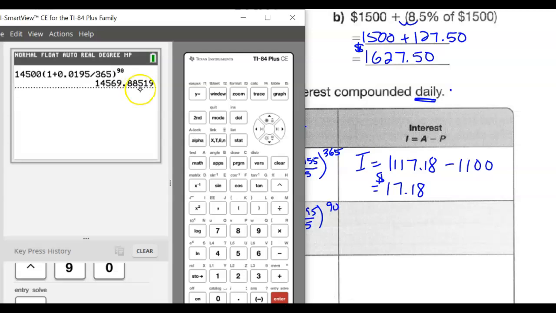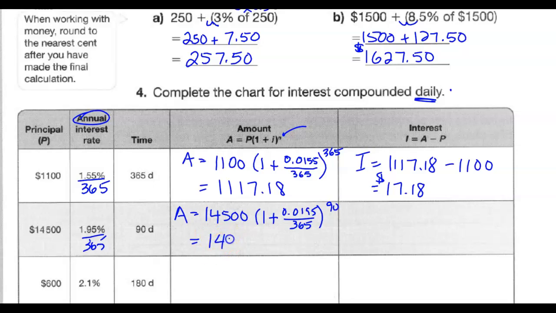Okay, so 14,569.89 when we round to the nearest cent. And then the interest is the difference between that amount and what was invested. And so that was $69.89. Much more than the last because much more was invested, right? Because this is a smaller time period, a little bit higher interest rate, but smaller time period, but more invested.